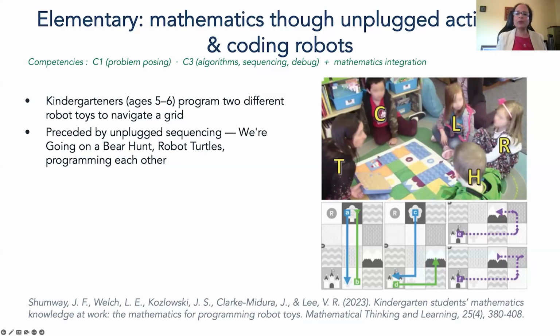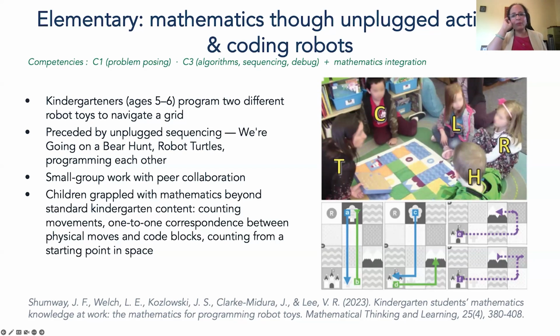And then that's followed by programming 2 different robot toys to navigate a grid in small groups. The researchers found that the children grappled with mathematics that goes well beyond where typical kindergartners are at. They counted movements rather than discrete objects, coordinated one-to-one correspondence between physical moves and code blocks. And I would love for you all to look at this work just for the theoretical framing as well that they do.